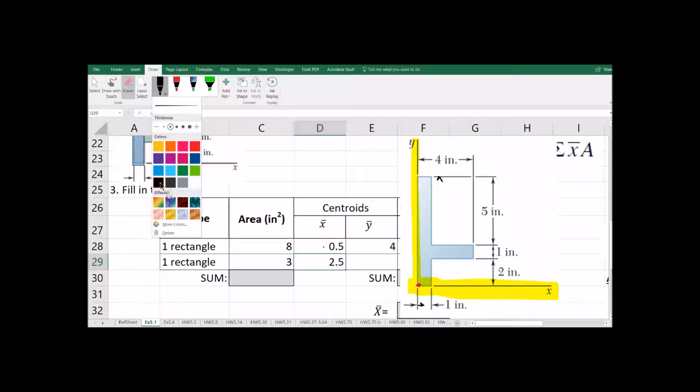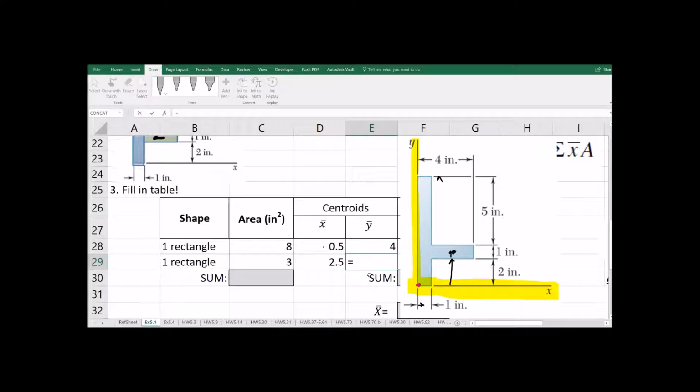So we have to walk up the leg of this thing. Okay, so all the way up 2 inches, and then we're going to walk up halfway through this rectangle. So we're going halfway through this 1 inch to the center point over here. So for the y distance, it's going to be equal to 2 plus halfway through. And that's just the coordinates with respect to this origin. And that's what we're going to be taking the moment with respect to.